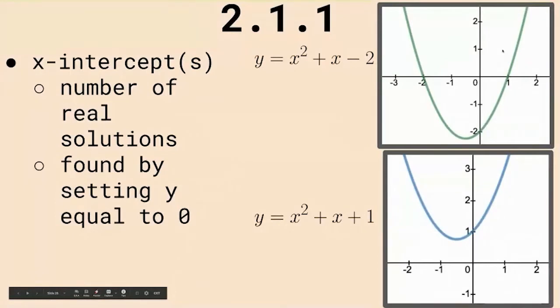X-intercepts. You should know how to find x-intercepts. It's where it intersects the x-axis. So this one has 2 solutions. The bottom one has none. Okay, we've actually covered that exact equation in the previous unit.